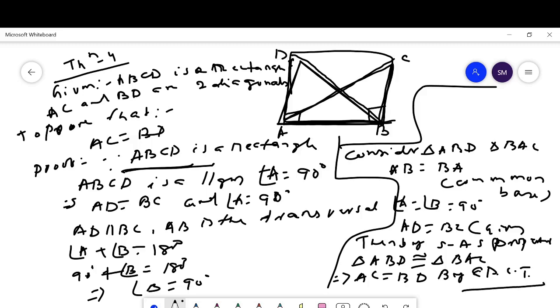Corresponding parts of congruent triangles. Then we proved that AC is equal to BD. Hence we proved that if ABCD is a rectangle, and AC and BD are two diagonals, then the two diagonals have the same length. Then AC is equal to BD.